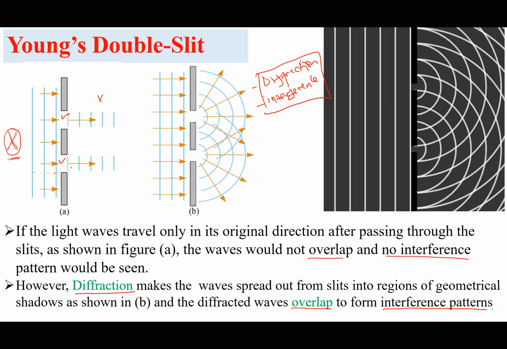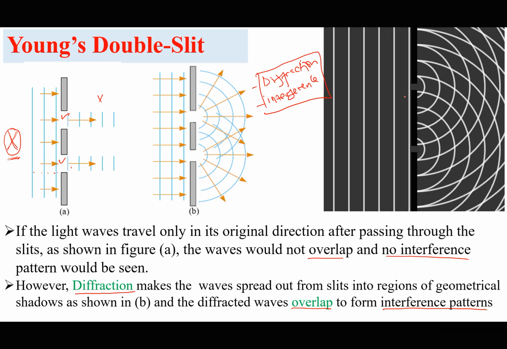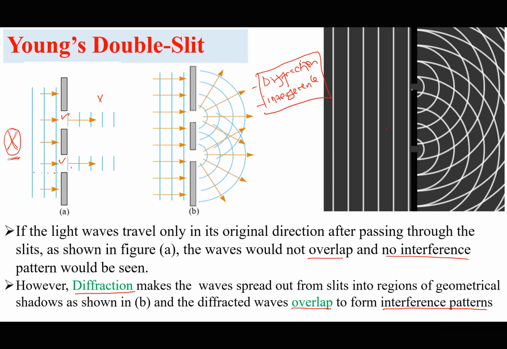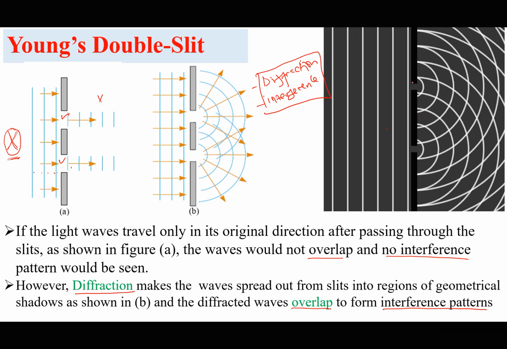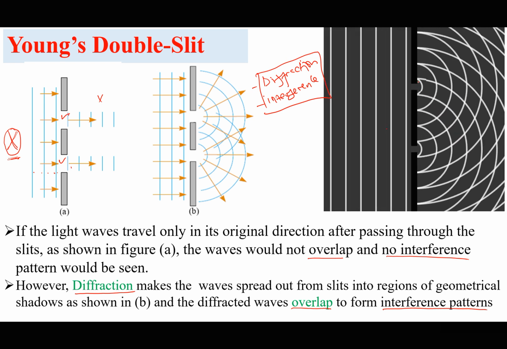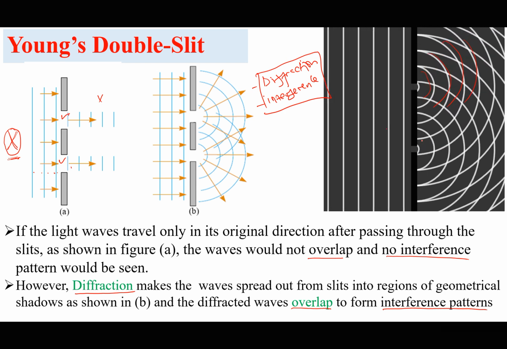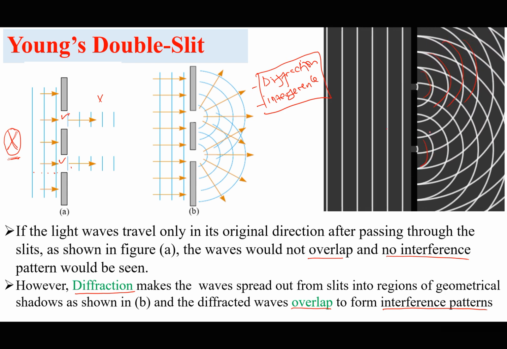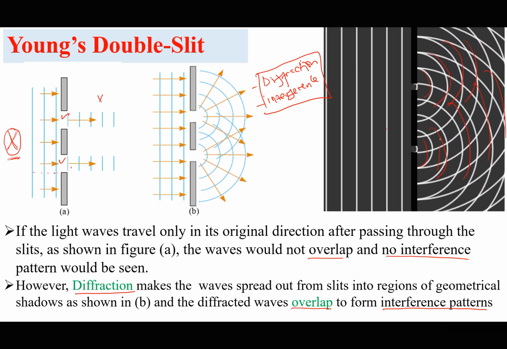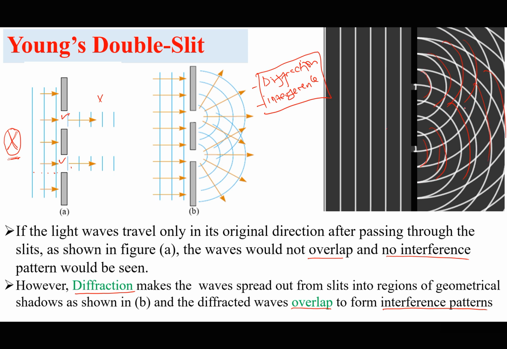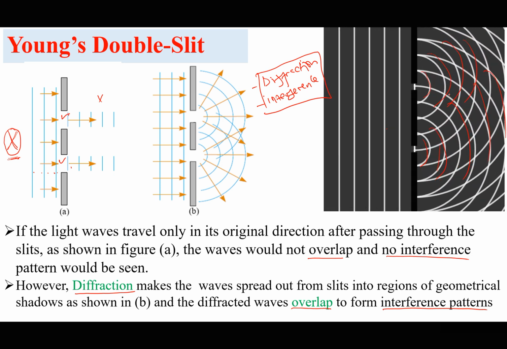So in this animation, we see that the wavefronts arrive at the slits and are broken down into two parts. The part which arrives at the upper slit leaves as a diffracted pattern, and the part which arrives at the bottom slit also leaves as a diffraction pattern. These waves are spreading into regions of geometrical shadow. They're undergoing diffraction, and when the diffracted wavefronts, or the diffracted crests and troughs, overlap, they form what we call interference patterns.